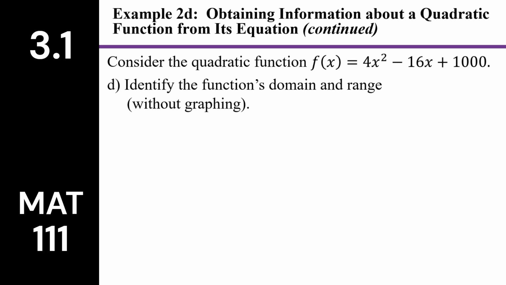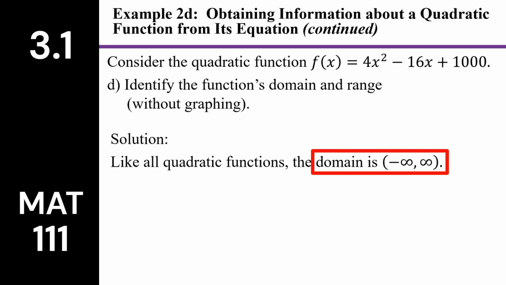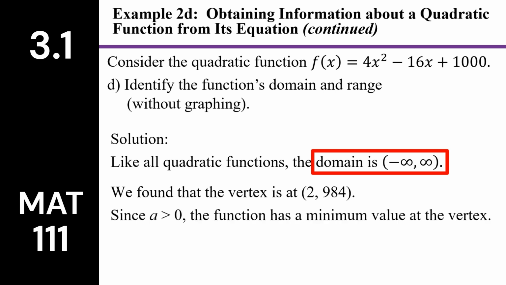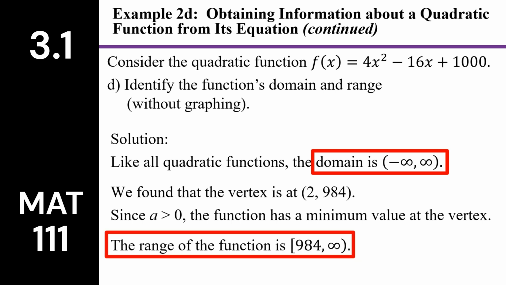Part D, identify the function's domain and range without graphing. Like all quadratic functions, the domain is all reals. Then we found that the vertex was (2, 984), and since a is positive, the function opens up and has a minimum, and therefore the range of the function starts at 984 and goes up to positive infinity.